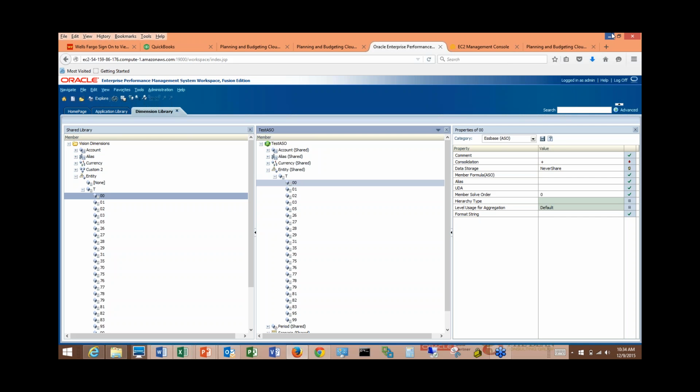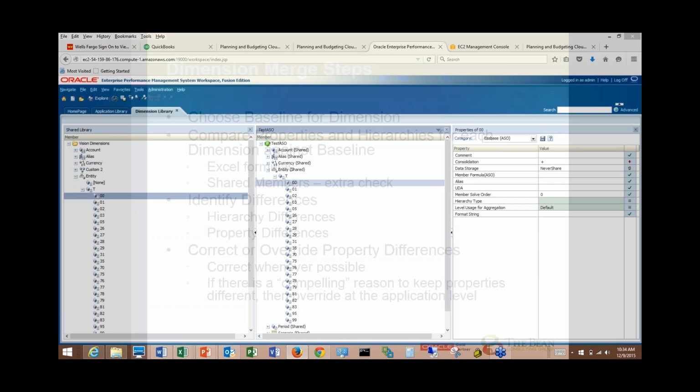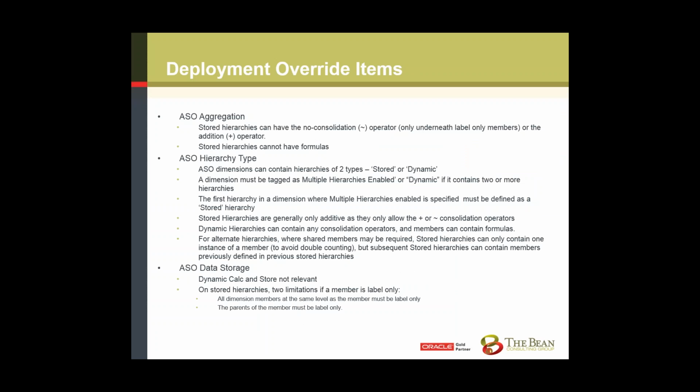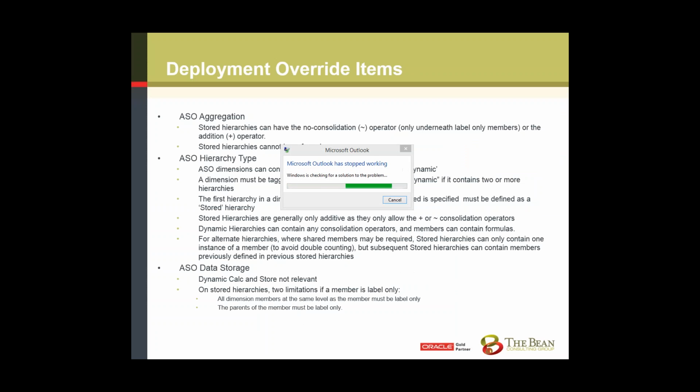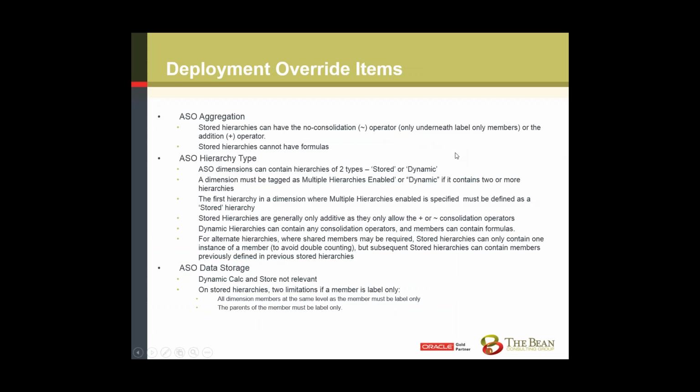So, and then some of the issues that you might run into with the ASO versus BSO properties that you need to potentially override, things like your hierarchy type, right? Because your stored hierarchies can only have the non-consolidation operator, the tilde operator. Sorry. Only underneath label only members, or so you can only have tilde or plus operators, right? And so in BSO I might have some other types of operators that will cause some issues.